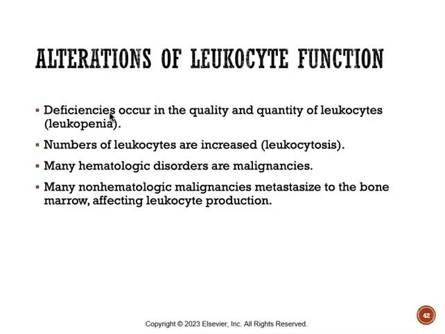Now, if we have, on the other hand, an excessive increase in our leukocytes, that is called leukocytosis, and often that signals an infection, inflammation, or even leukemia. We have a lot of hematologic disorders that affect blood and are actually malignancies, meaning they involve abnormal and uncontrolled cell growth. But it's not just blood cancers that are going to impact the leukocytes. We have other types of cancer that can metastasize, or spread, to other areas of the body, such as to the bone marrow, which of course then is going to disrupt our normal white blood cell production and function.